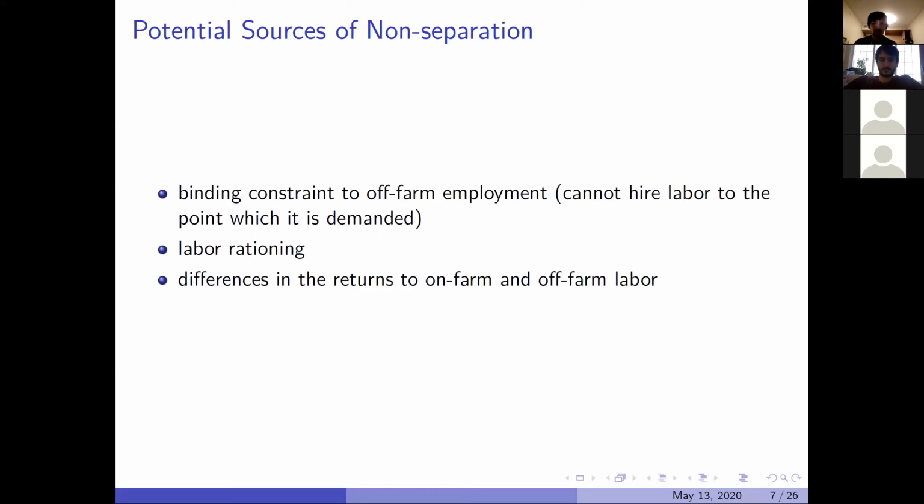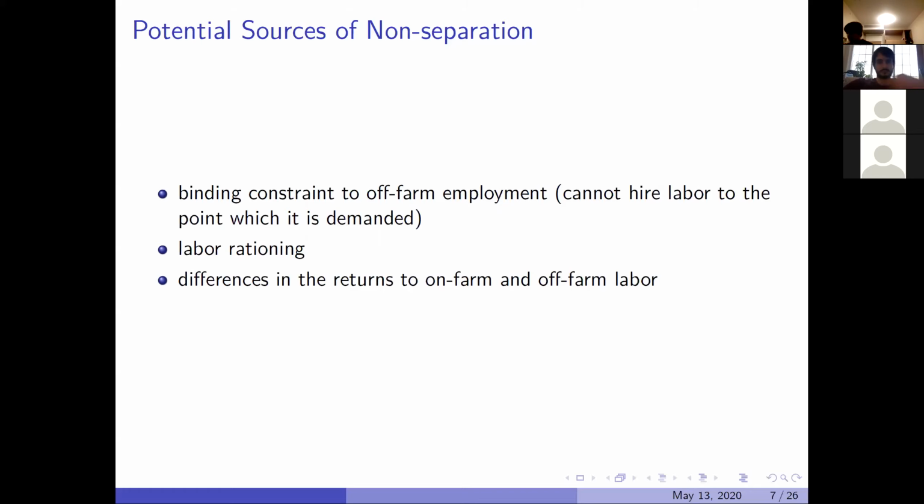One of the things that could be causing that would be that the farm cannot hire labor to the point at which it demands labor, or it may not be able to hire labor at the quality that it demands up until the point which it demands it. So that's one thing. Another thing could be labor rationing, as in there are only so many members of the household, and these members of the household have to stretch their time across a certain number of plots. And because there's so few, and there's also this potential binding constraint, interacting with this binding constraint to off-farm employment, you could have labor rationing.